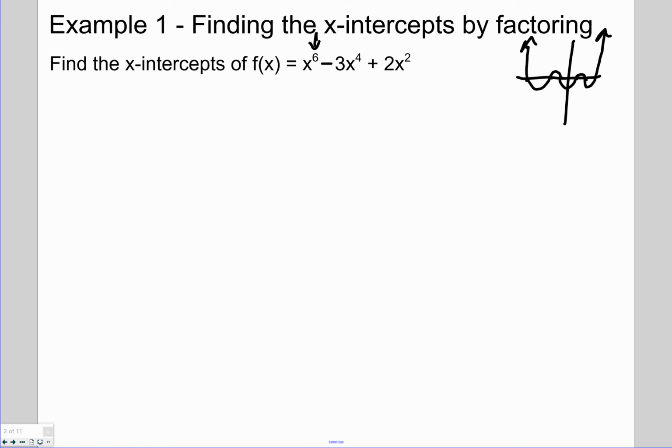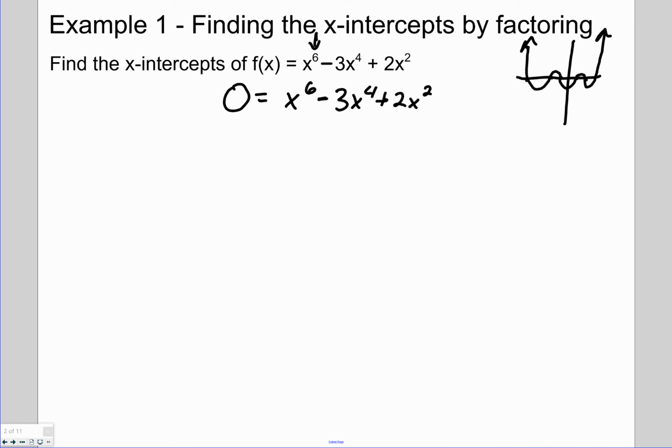What is our y value in this problem? What in the problem is the same as the letter y? Not x. X is not the same as y. F of x is the same as y. So I'm going to write 0 equals x to the 6th minus 3x to the 4th power plus 2x squared.